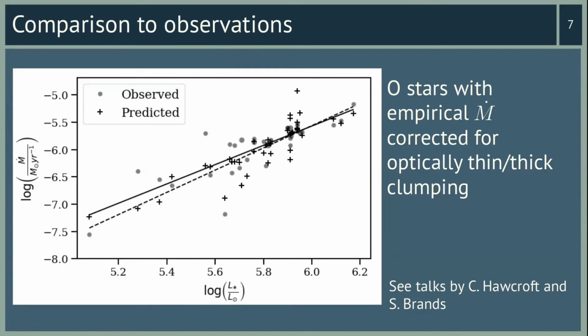Here I show a set of observations of O stars, which are adjusted for the clumping in the wind, because this clumping can, of course, affect for certain diagnostics the mass loss rate you derive from them. For more detail on these empirical mass loss rates, you can also look at the talks by Callum and by Sarah. But in general, you can see there is of course a large scatter, but there seems to be quite a good agreement with the general trend and the general order of magnitude for these observations.